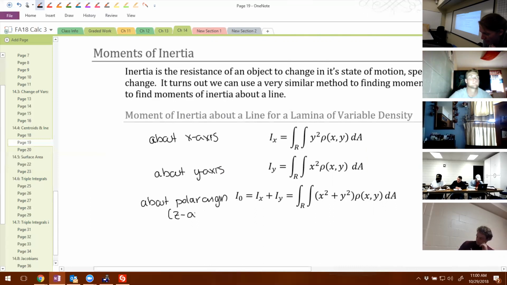It's kind of like thinking about the z-axis. So if you imagine taking some solid and rotating this, where you know the density of this solid, that's what these are describing.